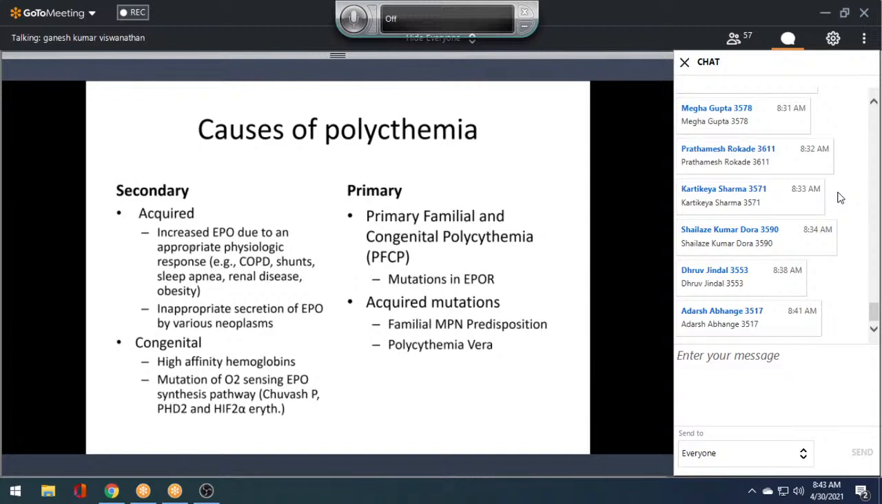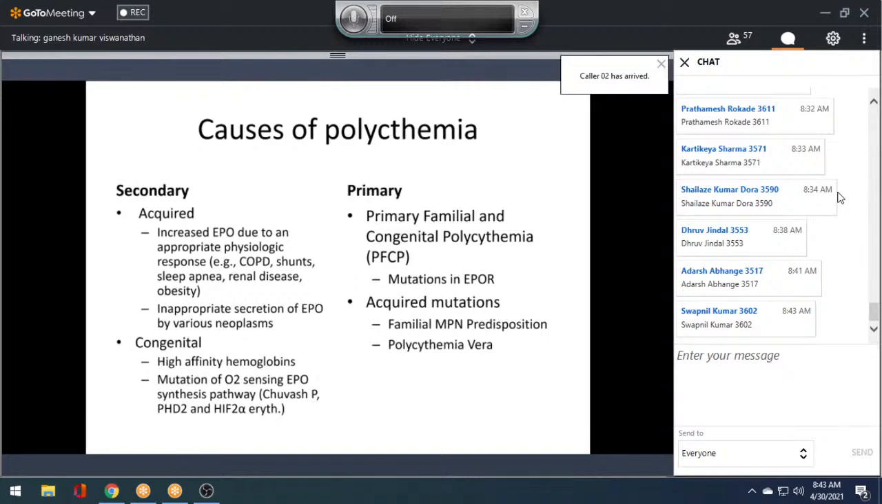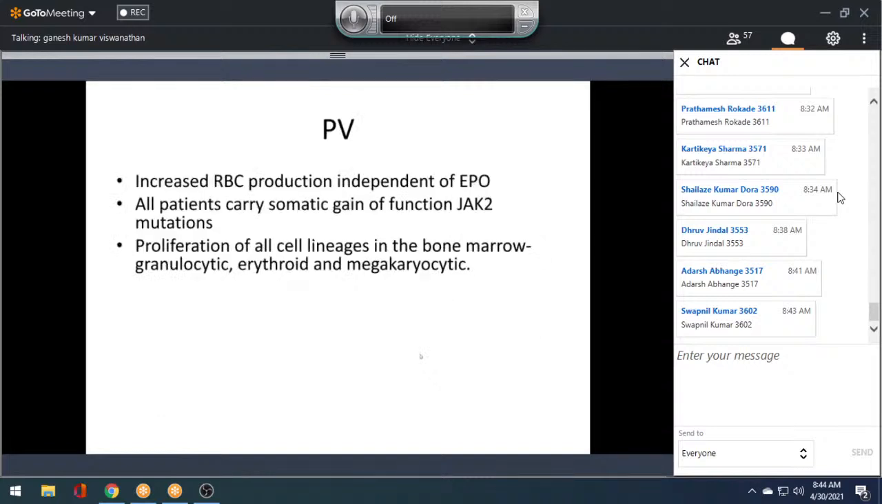So what are the causes of secondary polycythemia? It can be acquired causes because of various stimuli like smoking, obesity, sleep apnea, etc. Because of this, the body is trying to produce increased red blood cells as a response to the associated hypoxia. Some neoplasms secrete EPO, erythropoietin, which can stimulate red blood cell production. For congenital causes, patients can have high affinity hemoglobin, so the oxygen is not separated from the hemoglobin. Because of that, the body produces more red blood cells. There is a problem or mutation in the oxygen sensing pathways. Whereas primary can be because of mutations in the EPOR gene or because of mutations affecting myeloproliferative neoplasms like polycythemia vera.